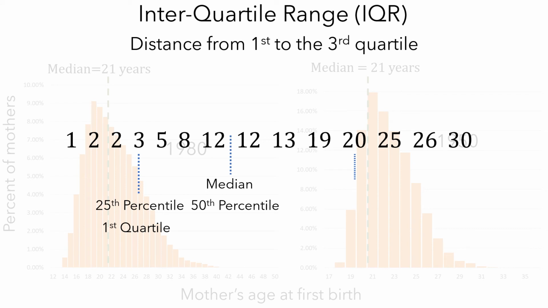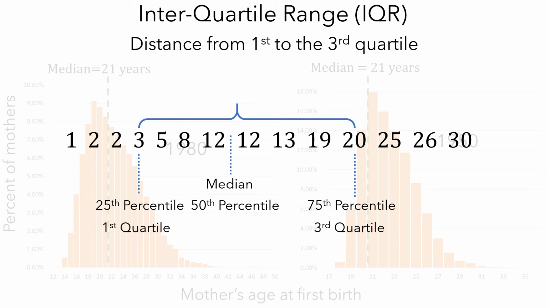And the 75th percentile is the value that cuts off the lowest 75% of the data. It's the middle of the upper half of the data. Since 75% is 3/4 of the whole, it's also called the third quartile. The interquartile range is the distance from the first to the third quartile, so it's also the width of the middle 50% of the data. So in this example, the IQR is 17.